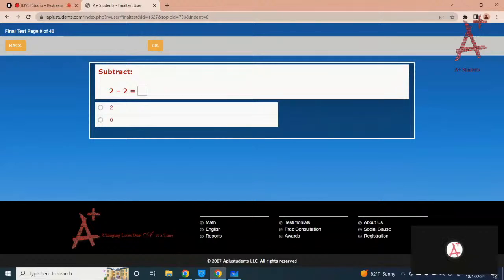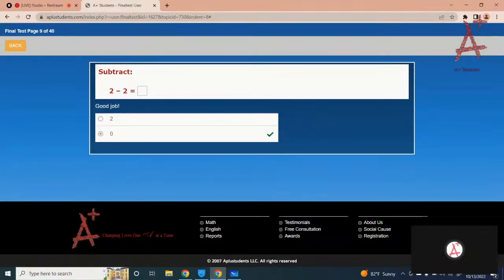Okay, subtract. 2 take away 2 equals, you are subtracting a number from itself. So the answer is 0. Got it? Select the correct option and click on the OK button.